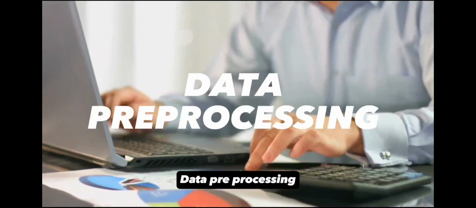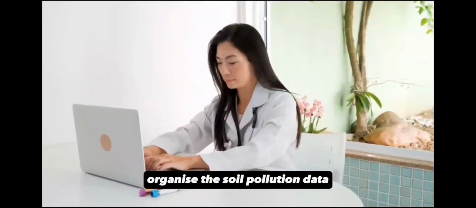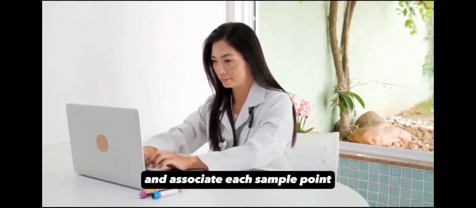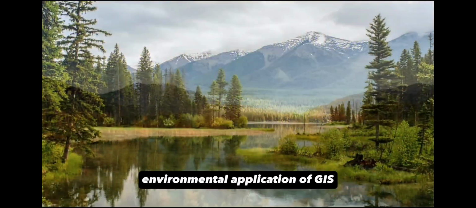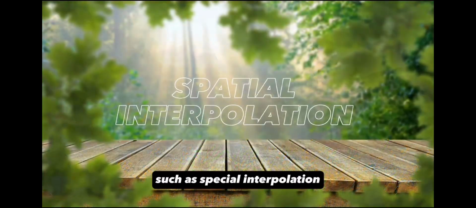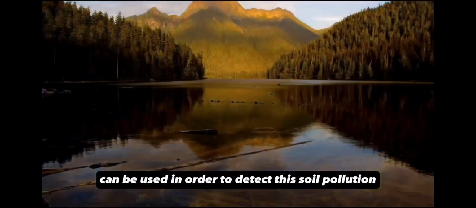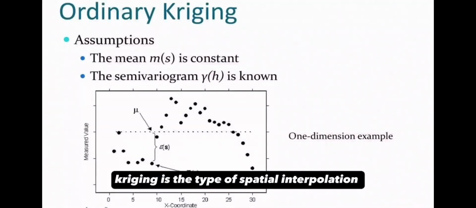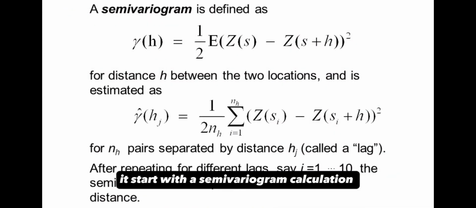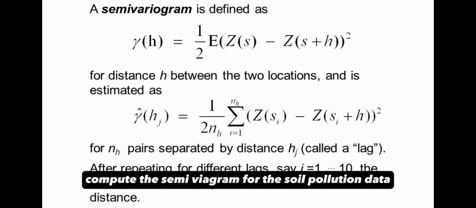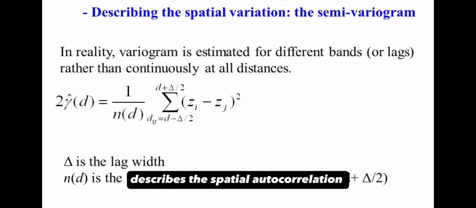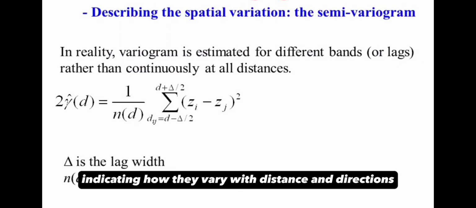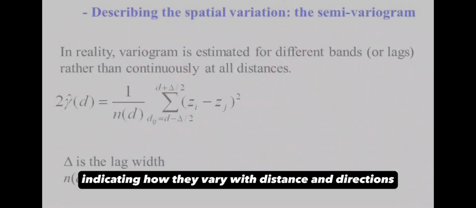Data pre-processing. Organize the soil pollution data and associate each sample point with its corresponding pollution concentration value. Environmental applications of GIS, such as spatial interpolation, can be used in order to detect the soil pollution. Kriging is a type of spatial interpolation. It starts with the semi-variogram calculation. Compute the semi-variogram for the soil pollution data. The semi-variogram describes the spatial autocorrelation of the pollution values, indicating how they vary with distance and direction.